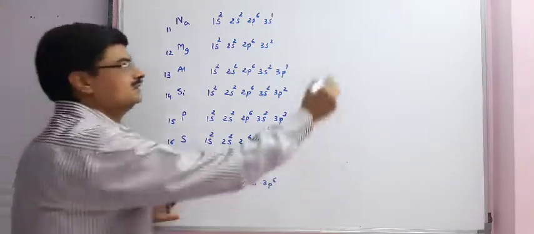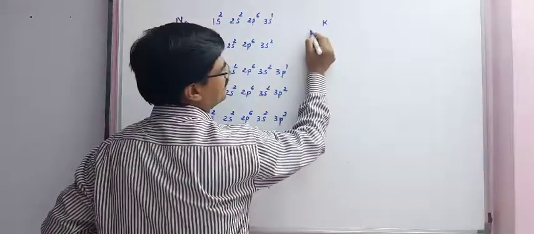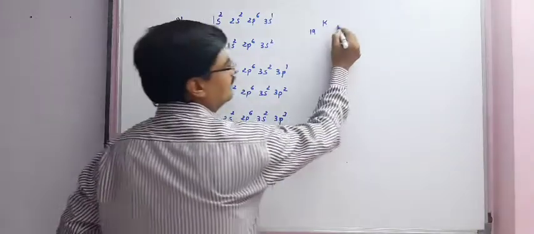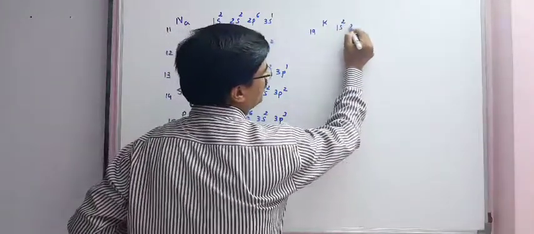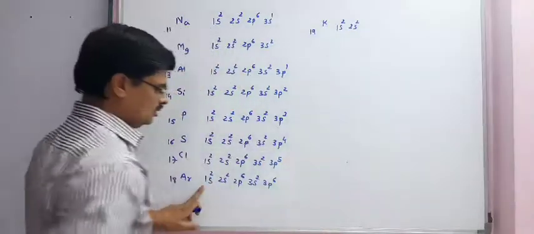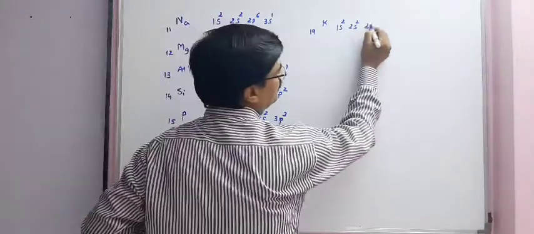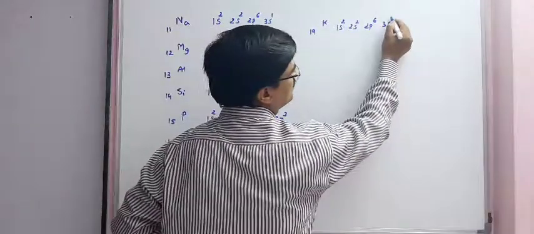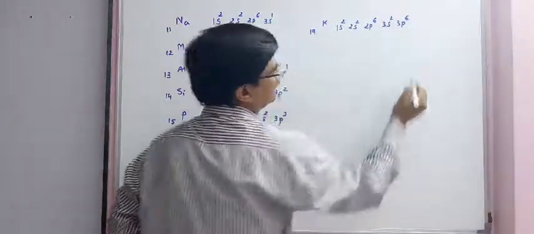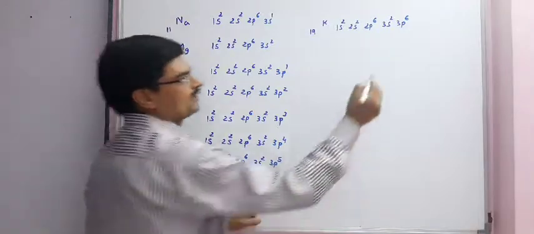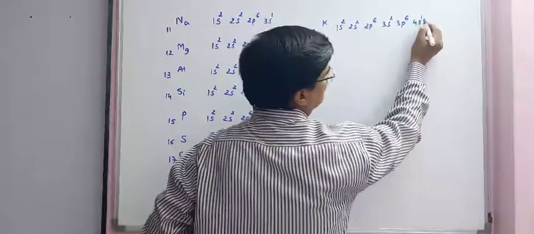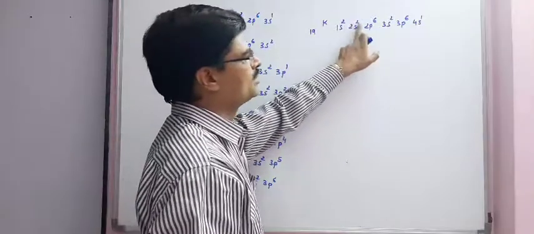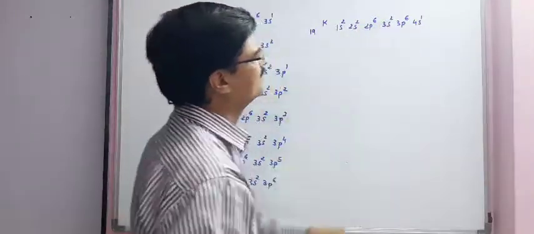After argon, potassium with atomic number 19. Electronic configuration of potassium 1s2, 2s2, 2p6, then 3s2, then 3p6, then 4s1. So total 19 electrons have been accommodated: 2 plus 2 plus 6 plus 2 plus 6 plus 1.